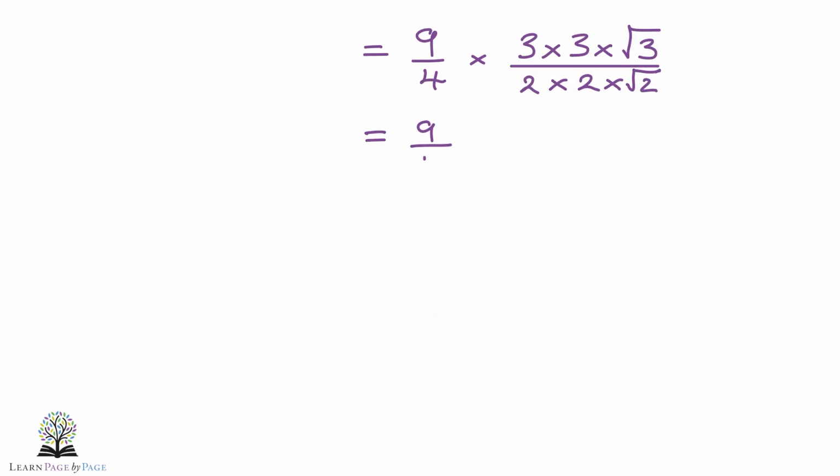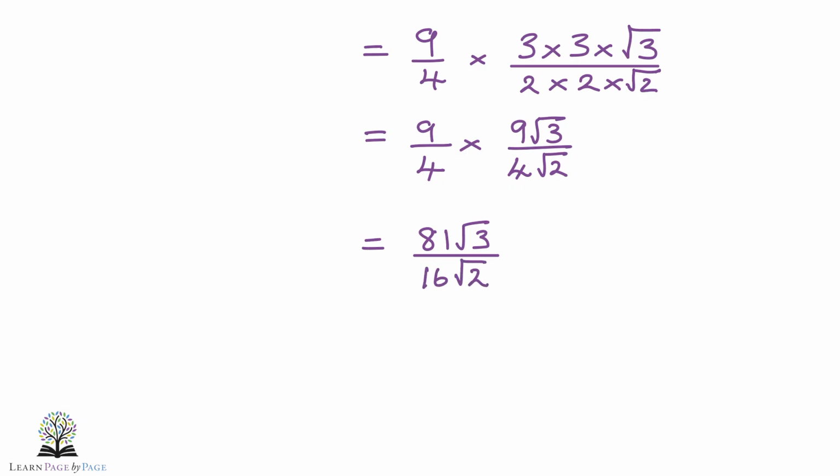That gives us 9/4 multiplied by 3 times 3 is 9, so 9 root 3 over 2 times 2 is 4 root 2. And so we might as well do our multiplication now. So we've got 9 times 9 is 81 root 3 all over 4 times 4 is 16 root 2. And next technique we can use is we can get rid of this root 2 by rationalising the denominator. That's one of my favourite things to do. So let's multiply the top and the bottom by root 2.